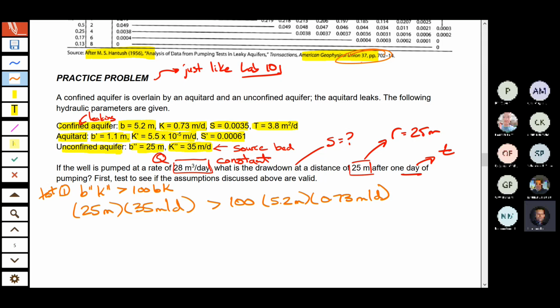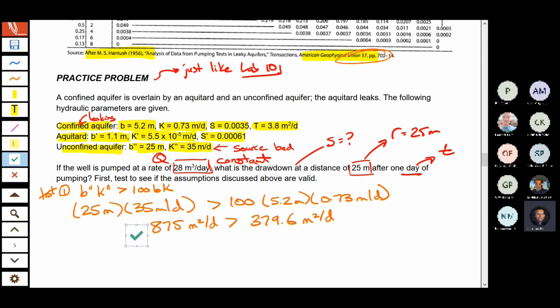So basically do math on both sides. 25 times 35 is going to be 875 meters squared per day, right? And is that greater than 100 times 5.2 times 0.73? And my calculator says it's 379.6 meters squared per day. So, boom, we have passed our first check. We can continue with the Hantush-Jacob method so far. Check number 1 is good.